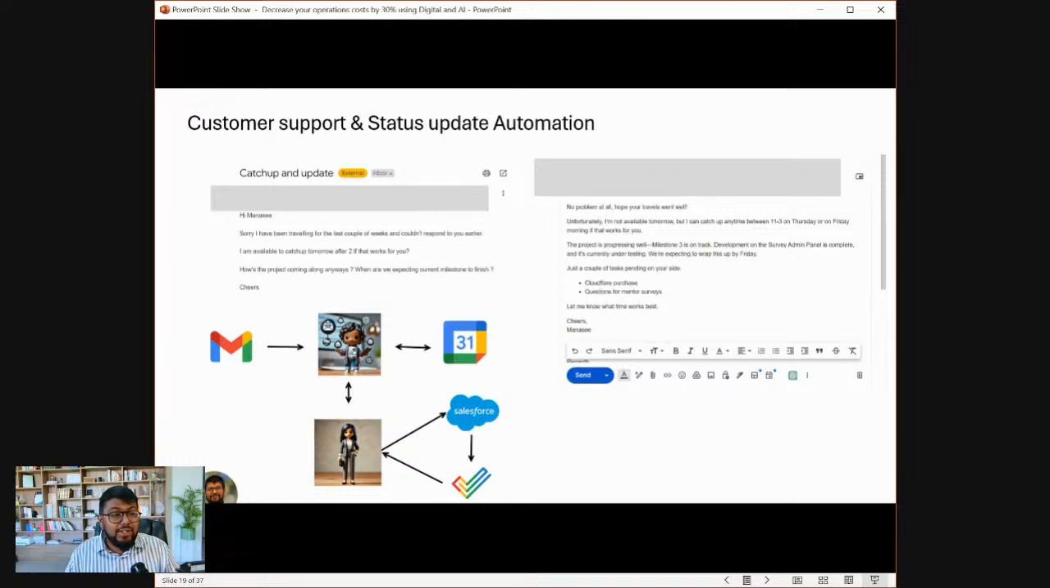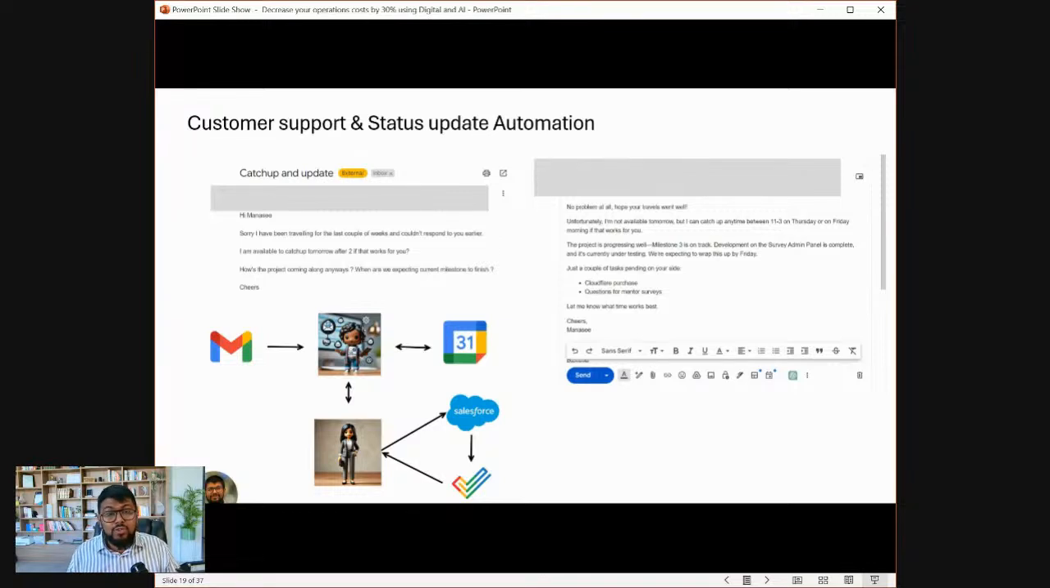Now the next question that a person has asked is, how's the project coming along anyways? When are we expecting current milestone to finish? Now, Zola is just an email assistant. She does not have access to the project information, or she doesn't even know what project it is. So Zola goes to Pooja, which is our project assistant, and says, hey, Pooja, this person is asking about the project. Can you send me some details? And Pooja says, why not?